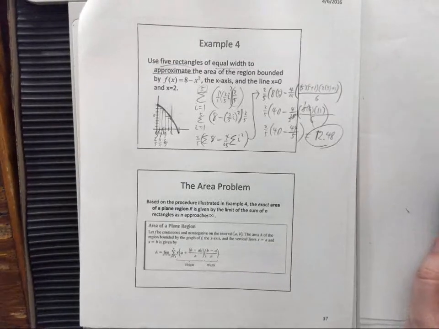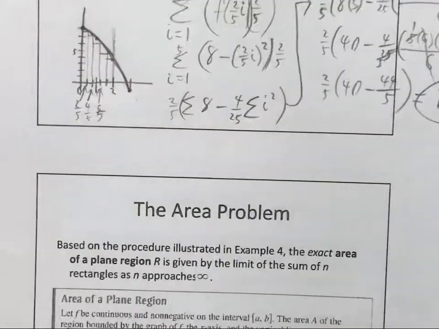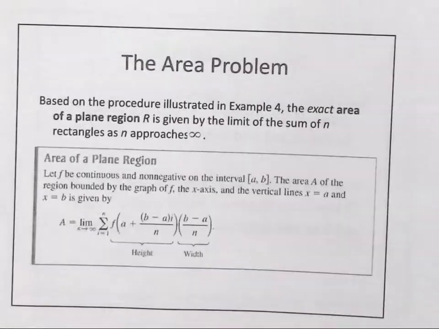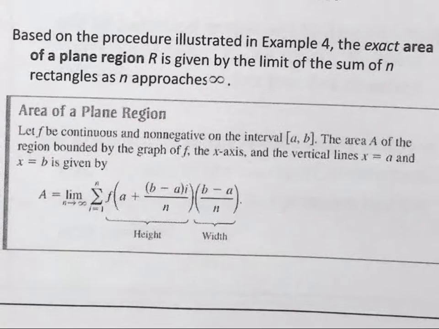Okay, so to continue on from yesterday. Last thing we did was we looked at having 5 rectangles of equal width, right? If we want to be more accurate, you want more rectangles in the same space. You want technically an infinite number of rectangles. So that's where this formula comes from.